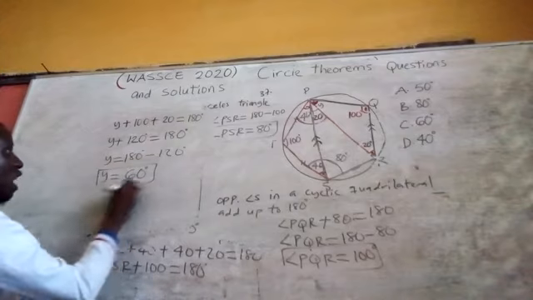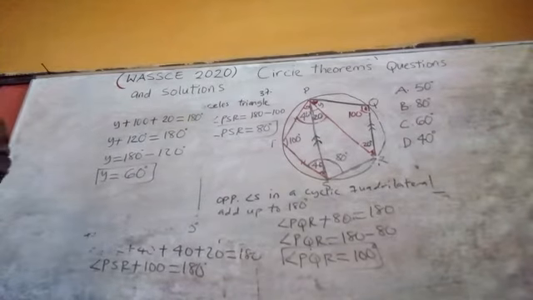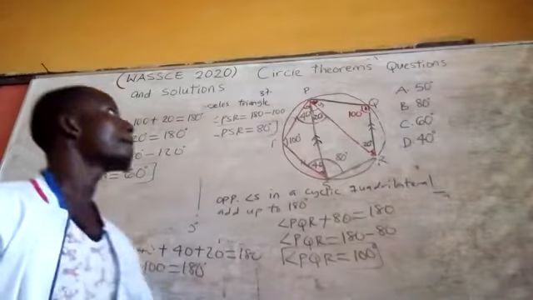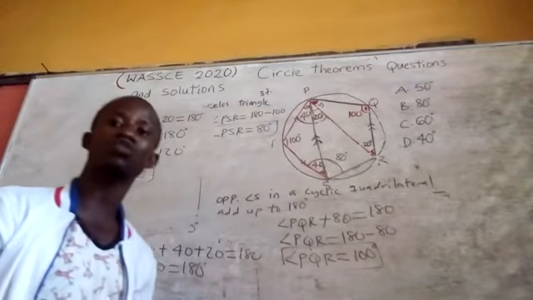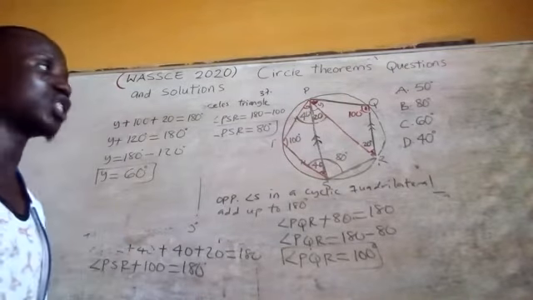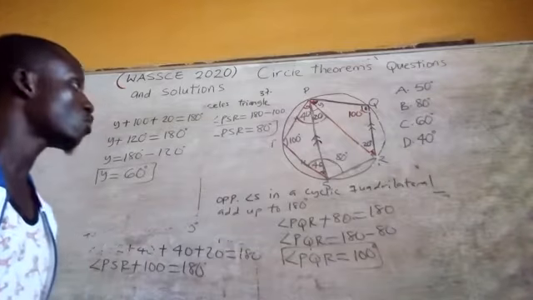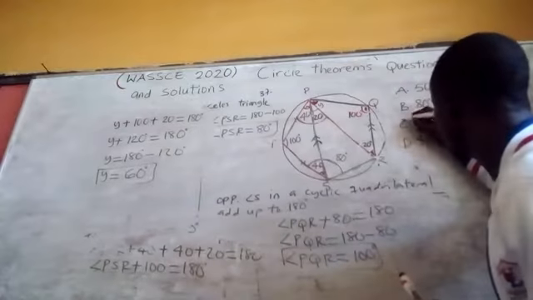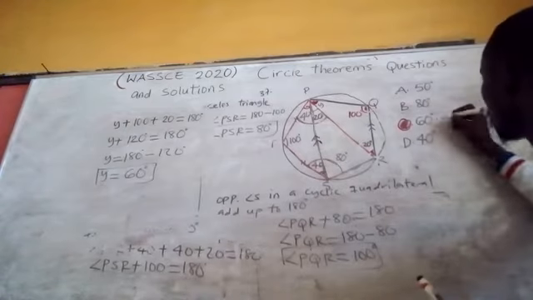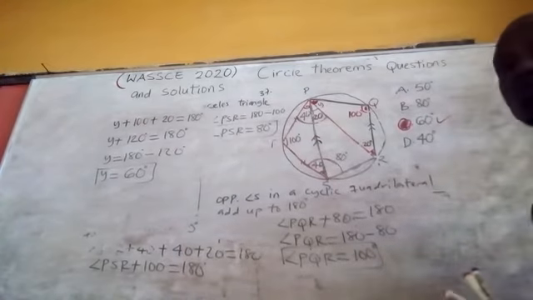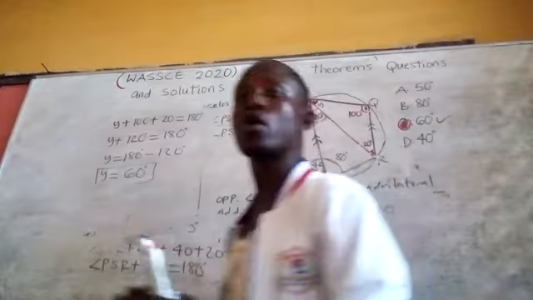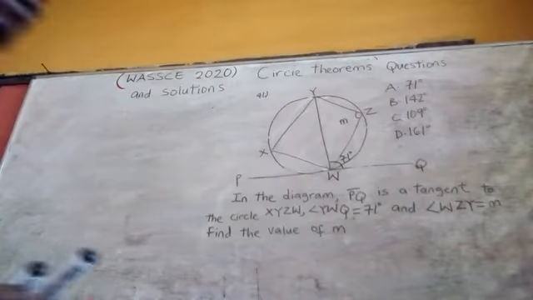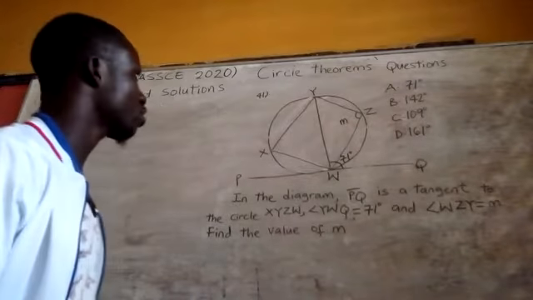So this is our answer for question 37 in the past WASSCE 2020 examination for the objective under the circle theorem. So our correct answer here is letter C. Letter C is correct, 60 degrees. So let us see our next question. So let us consider our next question.